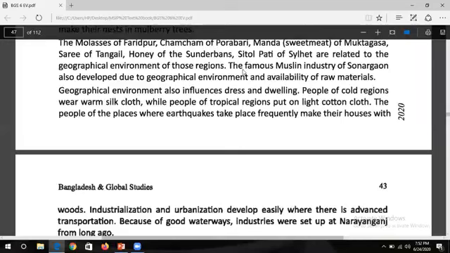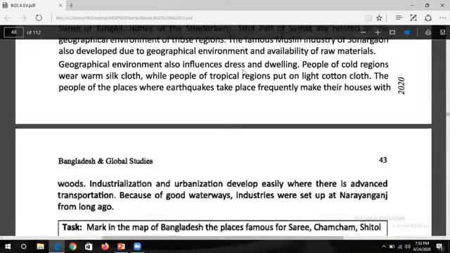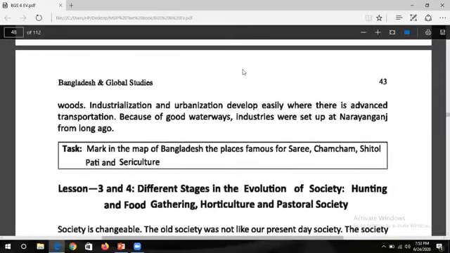In Japan, an earthquake-prone country, most of the houses are made with wood. Industrialization and urbanization develop easily where there is advanced transportation. Because of good waterways, industries were set up at Narayanganj from long ago. Most of the industries in our country are situated in Narayanganj, Narsingdi and Gazipur, because these three districts are nearest to Dhaka, and the produced goods are transported very easily to Dhaka. For this reason, these three districts are very important for our industries.